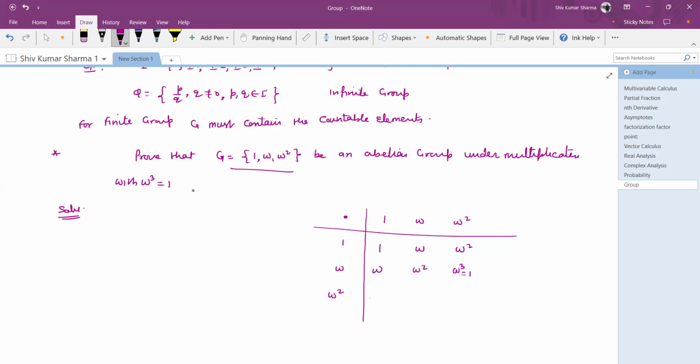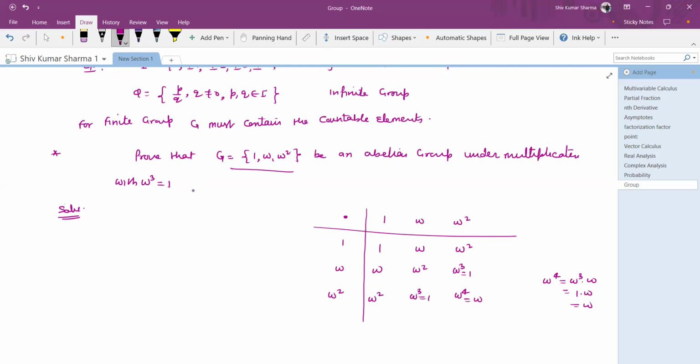Omega square into 1 is omega square. Omega square into omega is omega cube, so this can be written as 1. Omega square into omega square is omega raised to the power 4. So omega raised to the power 4 can be written as omega cube into omega, and omega cube is 1, so 1 into omega gives us omega. So this omega 4 can be written as omega. Okay, so hope you understand this composition table.